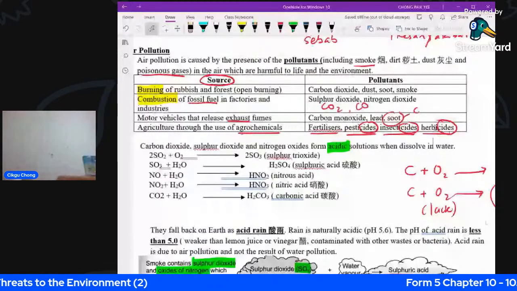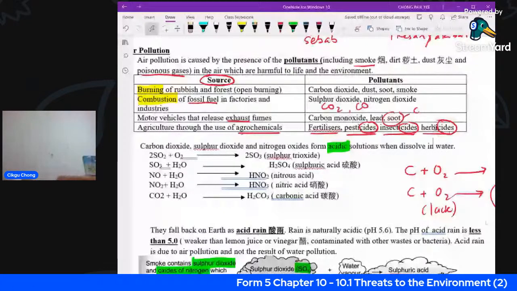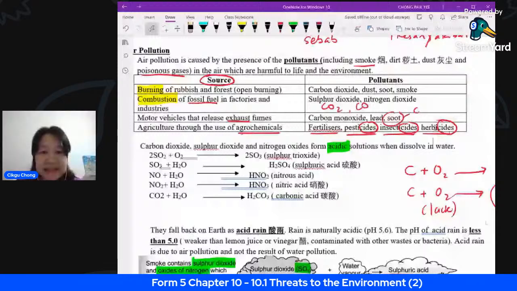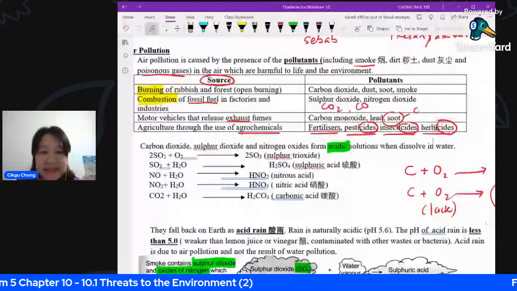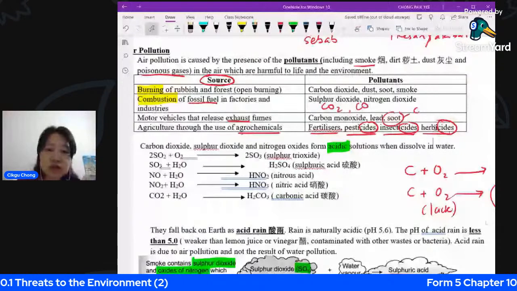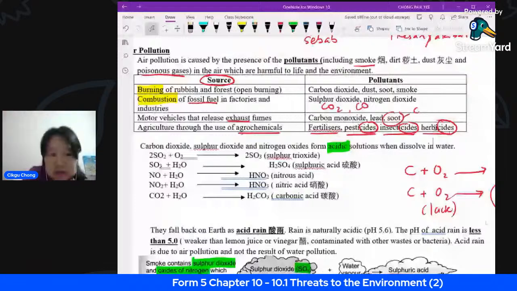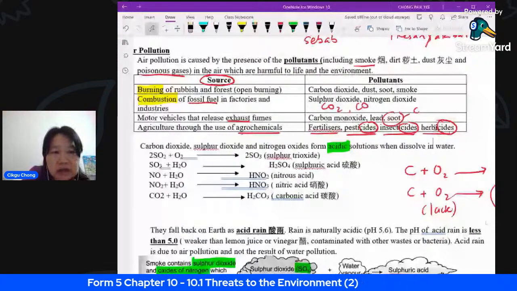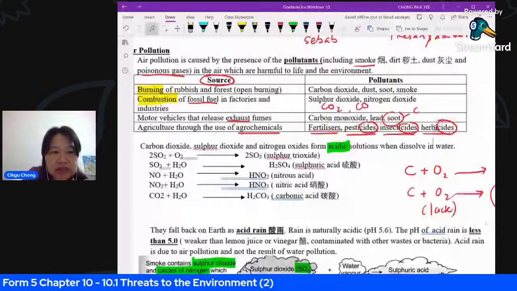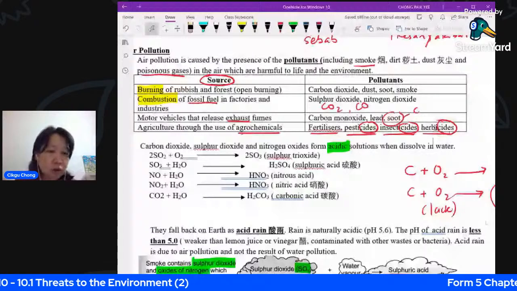Okay, now let's look at what happens when these gases dissolve in water. So when you have carbon dioxide, sulfur dioxide, and nitrogen oxides, why do we call it nitrogen oxides? Because there are two types. One is nitrogen monoxide, and the other one is nitrogen dioxide. It's NO and NO2. Okay, so that's why we call it nitrogen oxides.